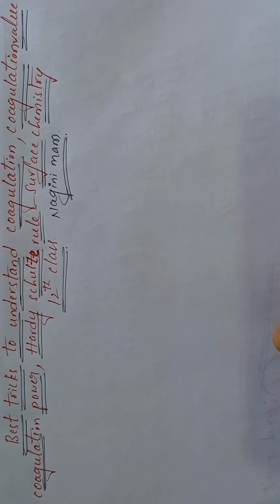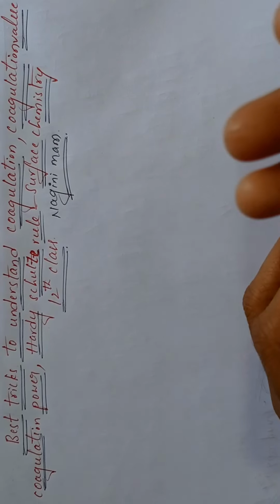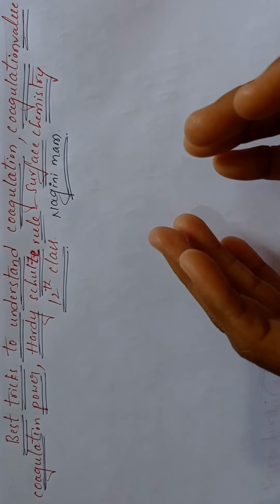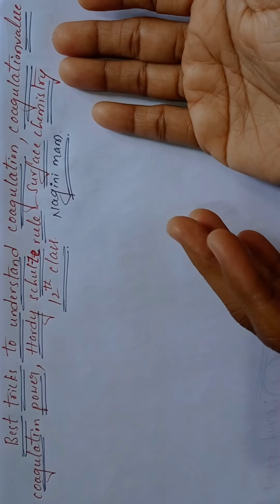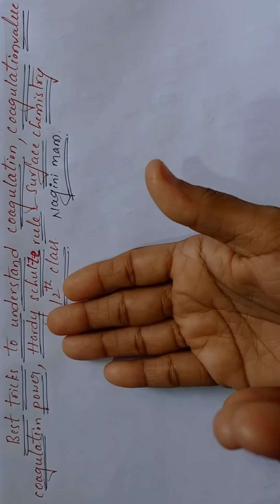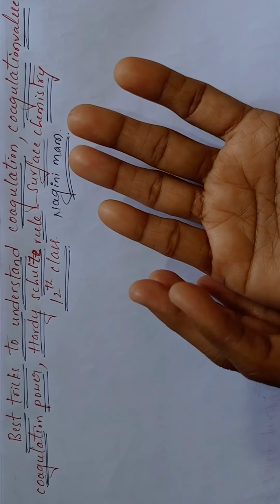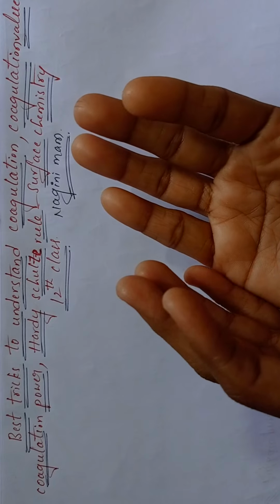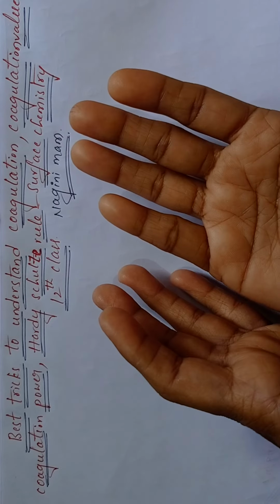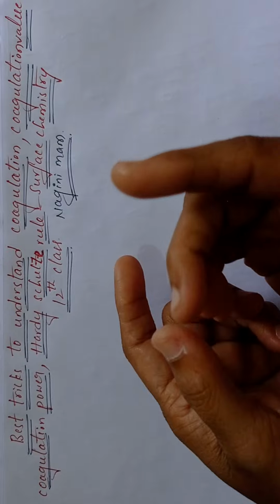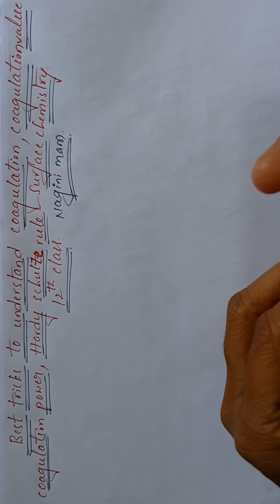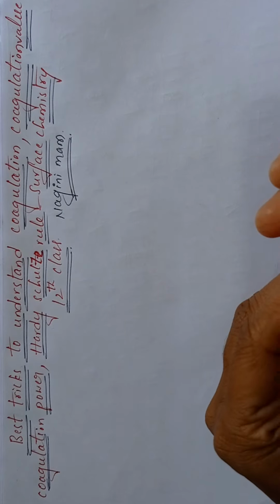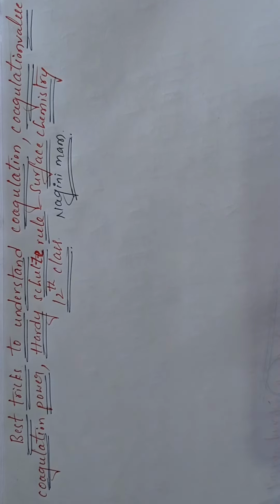In today's section, I'm going to discuss the coagulation topic, students. Here I'm giving the best tricks to understand coagulation, coagulation value, coagulation power, Hardy-Schulze rule. These are topics from surface chemistry, students. You can easily understand this topic. After my topic is completed, you will feel it is very easy, and next time you can easily answer the questions based on this topic.